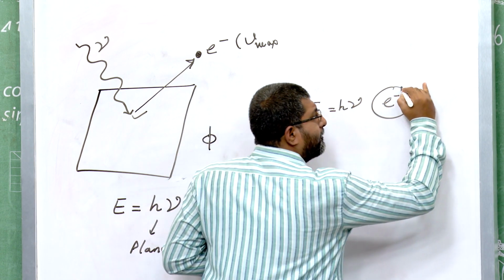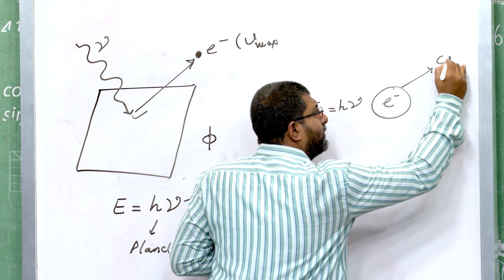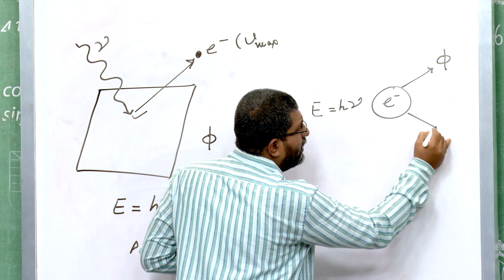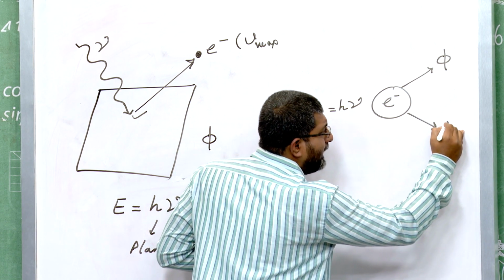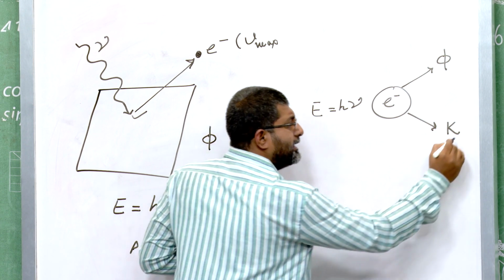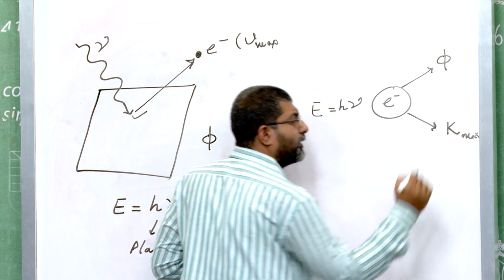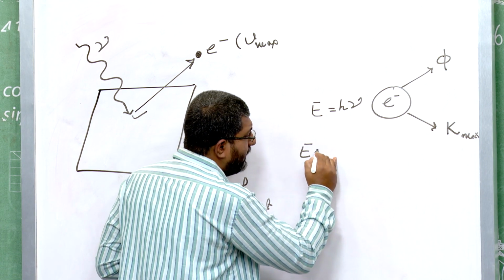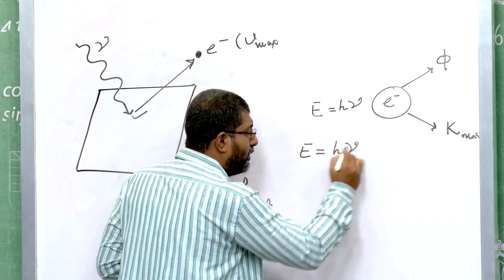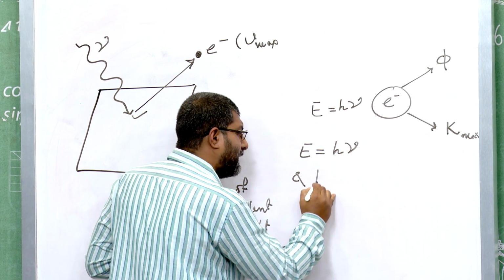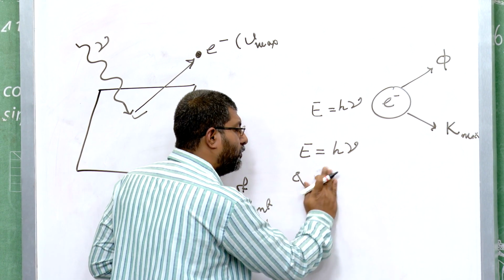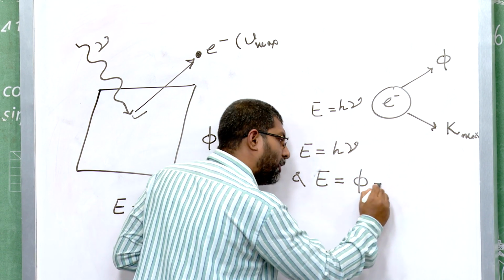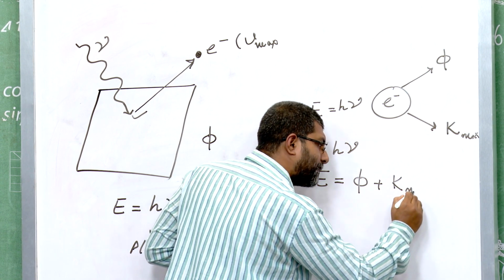utilizes this in two different ways. A part is utilized to provide the work function to the metal, and the second part provides it certain kinetic energy, such that we can write that E equal to h nu, and this E equal to phi plus K max.